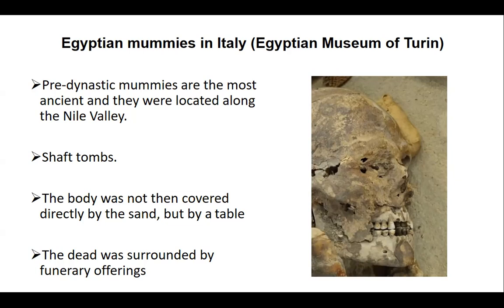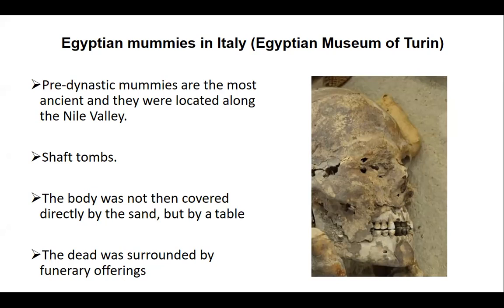So the pre-dynastic mummies are the oldest, dating back to 5,300 years ago. Some were found in the 19th century and were located in Upper Egypt, that is in the south, along the Nile Valley. The body was not placed in direct contact with the ground, but placed on a wicker basket or mats and covered with sheep and goat skin. This material was able to be preserved thanks to the dryness.